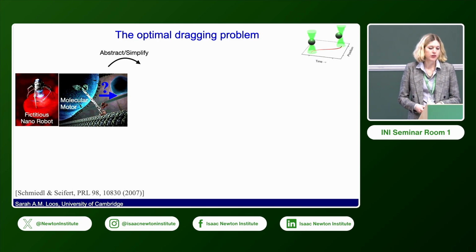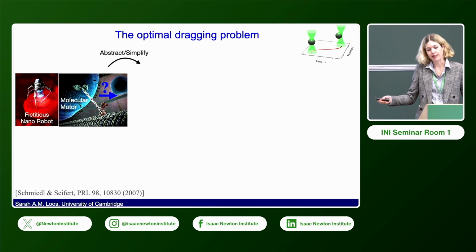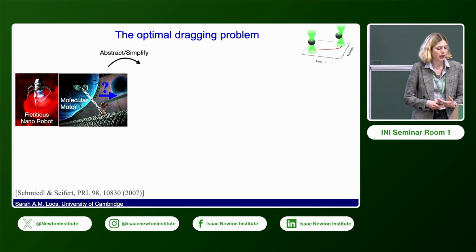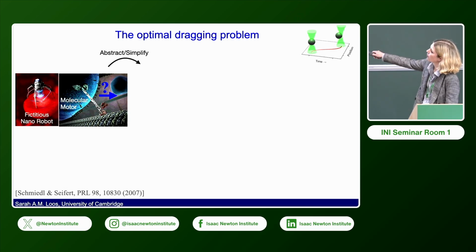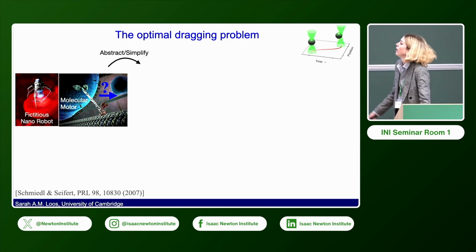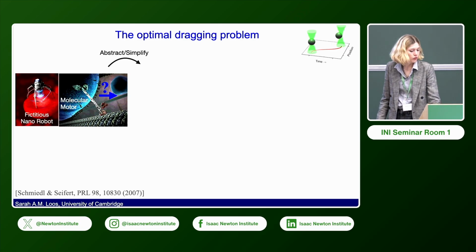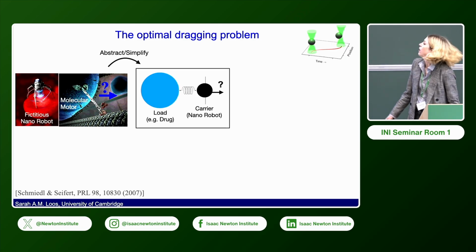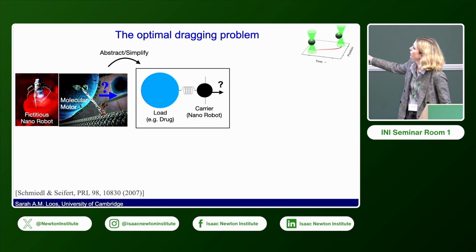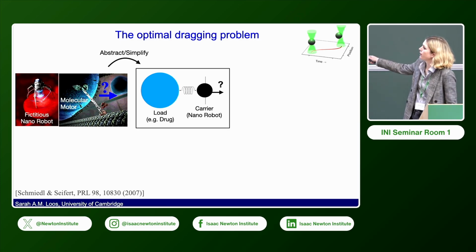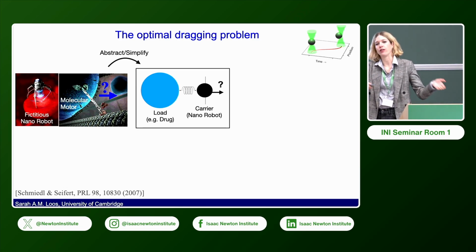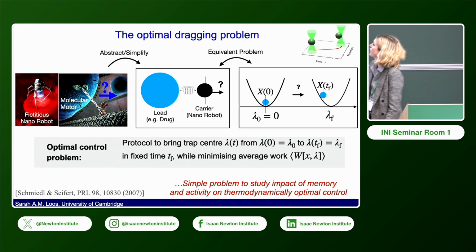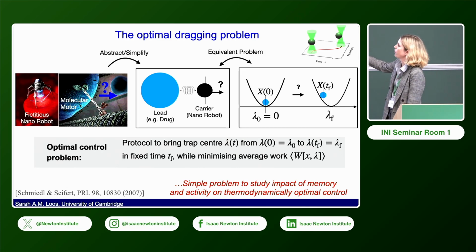Today, I'm going to talk about a problem that is, again, exactly solvable, so that we can study the impact of memory and activity. So we were inspired by this problem of a molecular motor that drags a load, or these robots that want to move things around in the cell. And if you simplify this, you could say you have a carrier that is harmonically connected to some load, and you ask how to move that carrier in order to bring the load from A to B in a finite time. Or equivalently, you can look at a particle in a trap, which would have the same mathematical description.